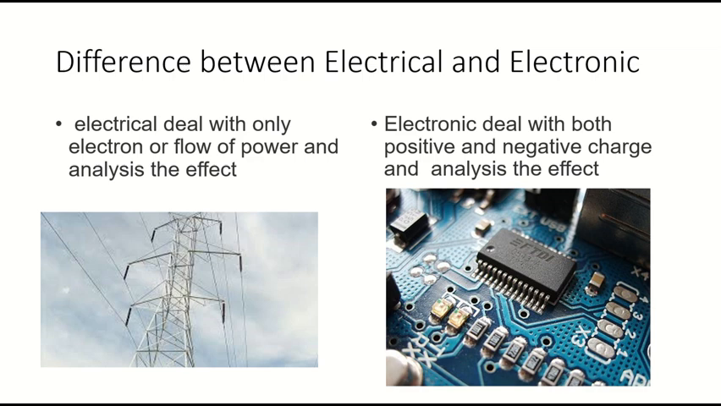One is positive and one is negative. So in electronics, we deal with both positive and negative charges, where we apply these two charges to one system and analyze how the system reacts to it. But in electrical, we deal with only one charge, that is negative charge, where we apply this charge to a system and analyze how the system reacts to this charge. In electrical, we use above 240 volts, but in electronics we use voltage below 50 volts. It is a main difference that you need to know in terms of electrical and electronics.